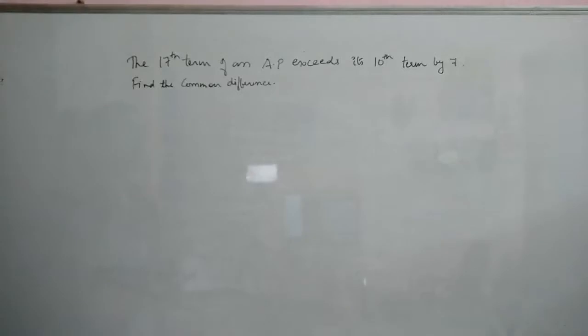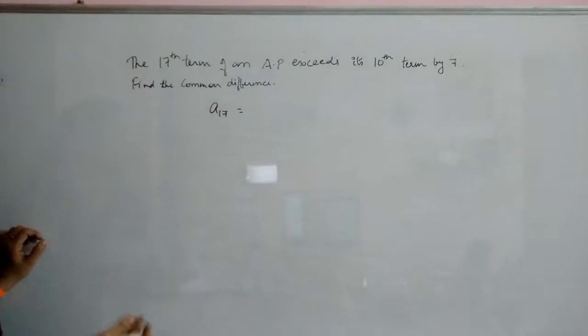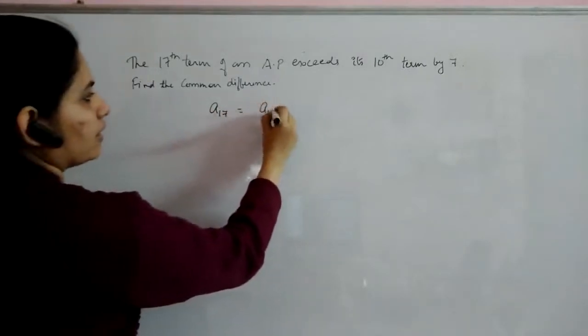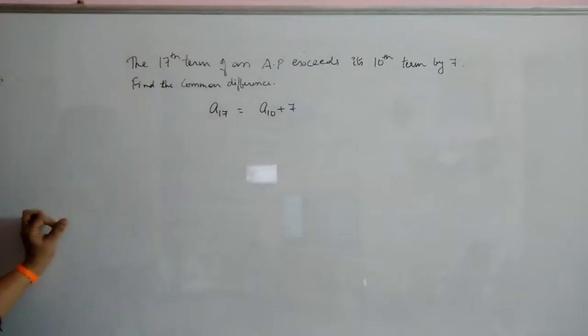The 17th term of an AP exceeds its 10th term by 7. Find the common difference. The 17th term, that is A17, is exceeding the 10th term, A10, by 7. So using this concept, you can find out what is the common difference.